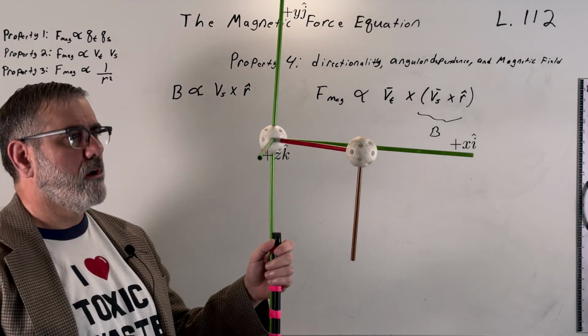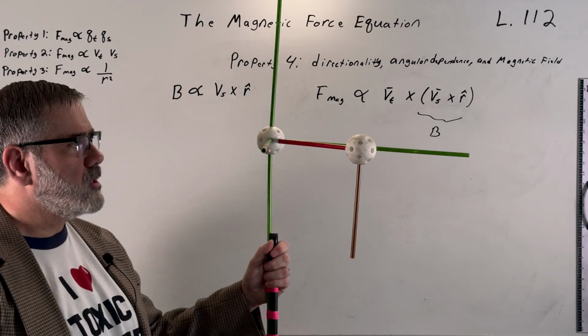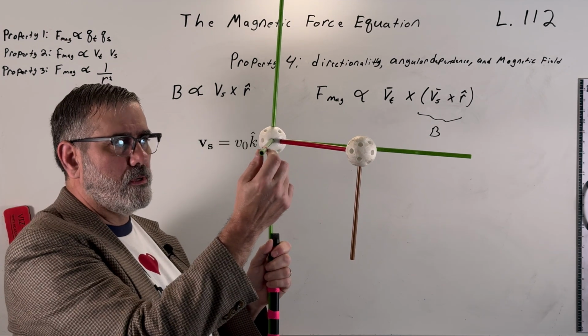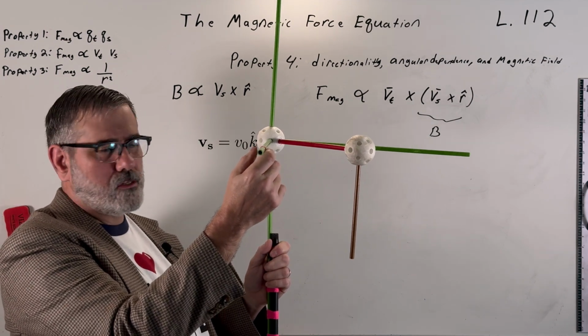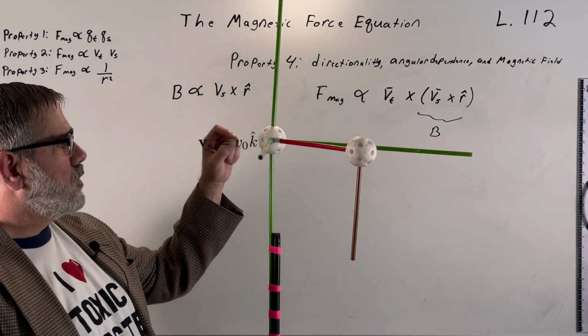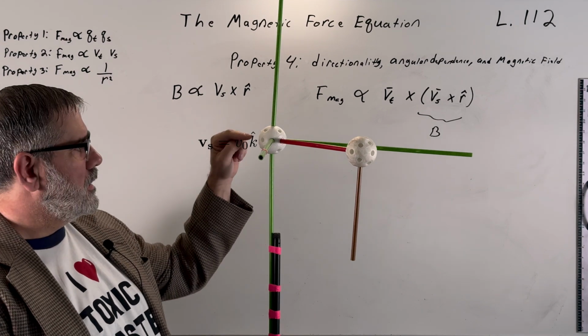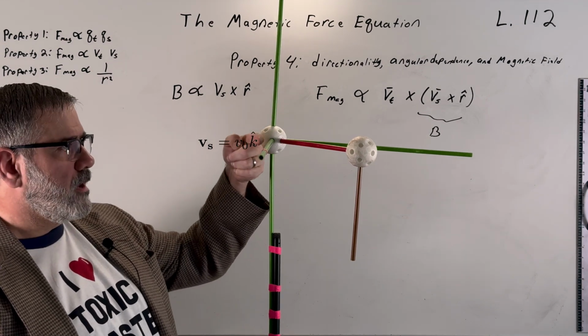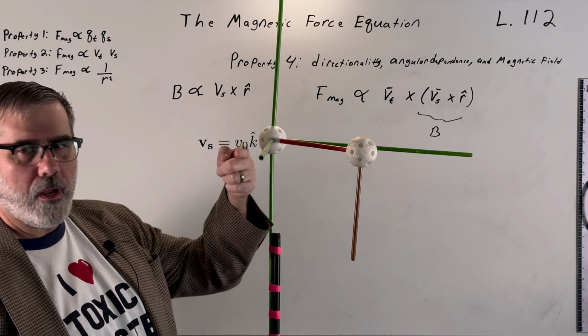For what we're going to consider here, we're always going to have our source charge moving in the plus z direction. So I put a little piece of tape here on the z-axis to remind us that the source charge we're talking about in this case will be located at the origin, and it's traveling in the plus z direction, so it's going this way.